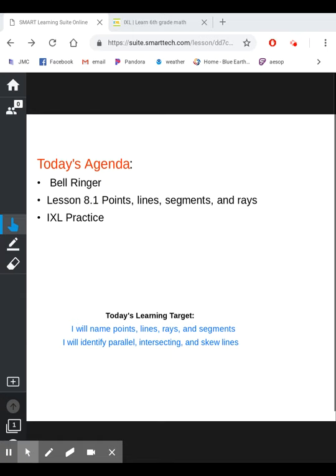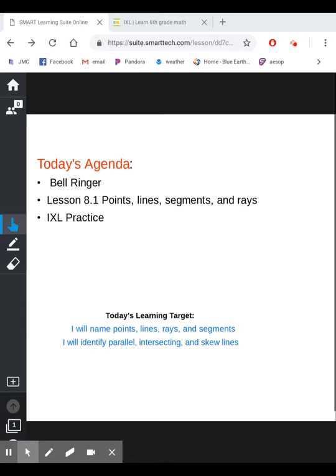and skew lines. I will tell you, as a heads up here, that Chapter 8 has a lot of vocabulary. So my goal is, for each lesson, I will be making a Quizlet, so that you guys can have another way to practice that vocabulary. And with each lesson, I will be adding new vocabulary to the same Quizlet.